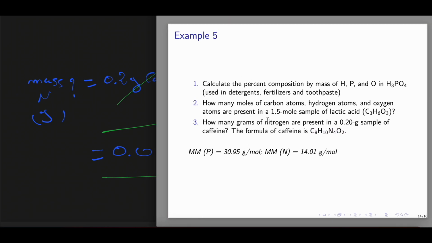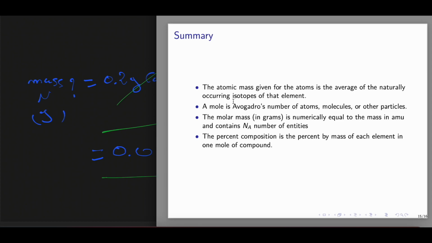So we finished the 3 questions, and to summarize, the atomic mass given for the atoms is the average of the naturally occurring isotopes of that element. So here is the atomic mass given in the periodic table. Also, a mole is an Avogadro number of atoms, molecules, or other particles. Because we used the term objects, the objects can be anything: atoms, molecules, protons, or other subatomic particles. Also, the molar mass in grams is numerically equal to the mass in atomic mass units and contains Avogadro's number of entities. Also, the percent composition is the percent by mass of each element in 1 mole of a compound.